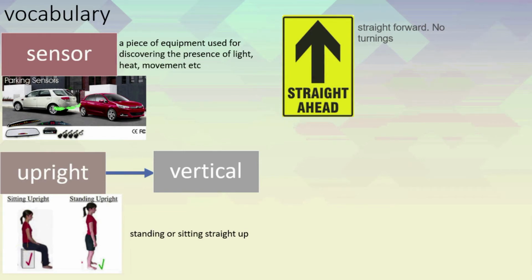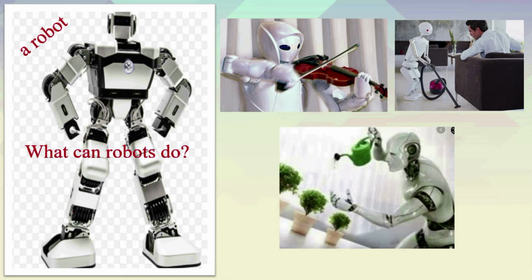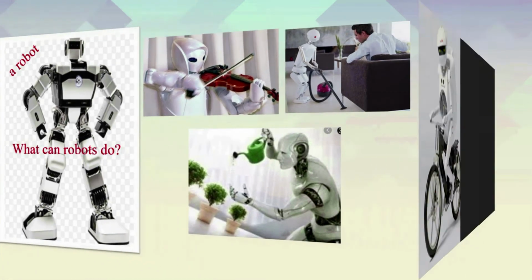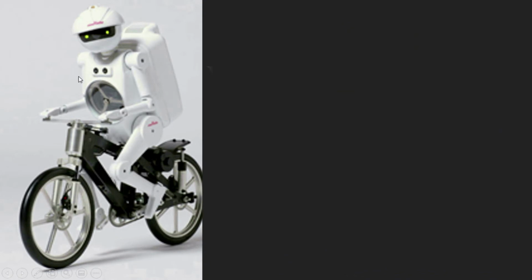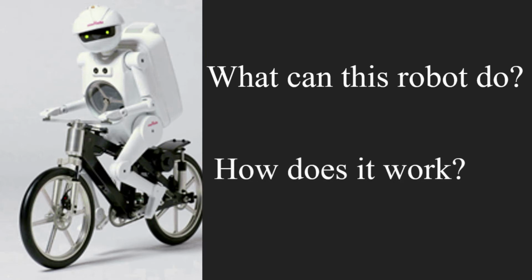Now, let's begin. What is this? It is a robot. What can robots do? Robots can entertain you, they can clean up, they can even water plants, and many other things. Now, I want you to take a look at this robot here. What do you think this robot can do? How does it work? Think of the answers to these questions and write them down.